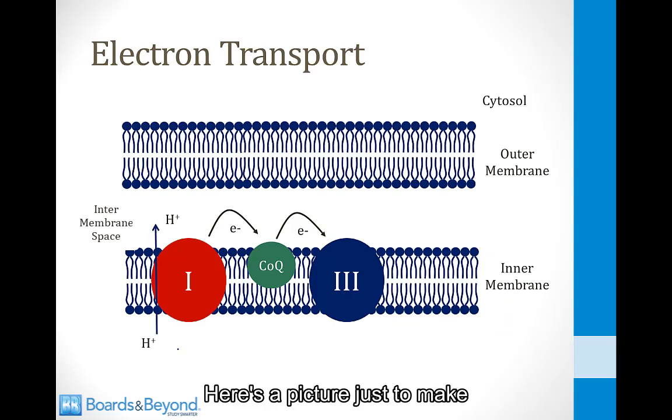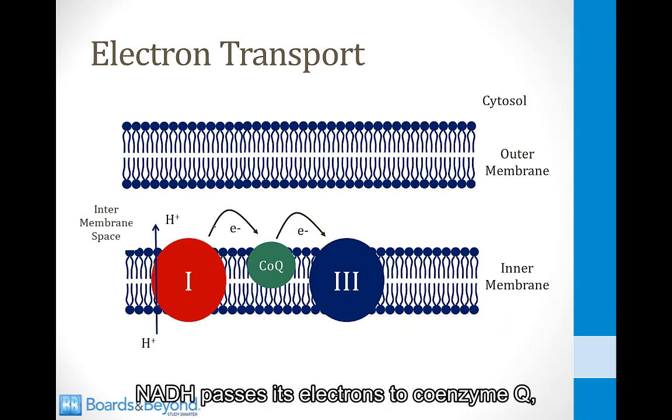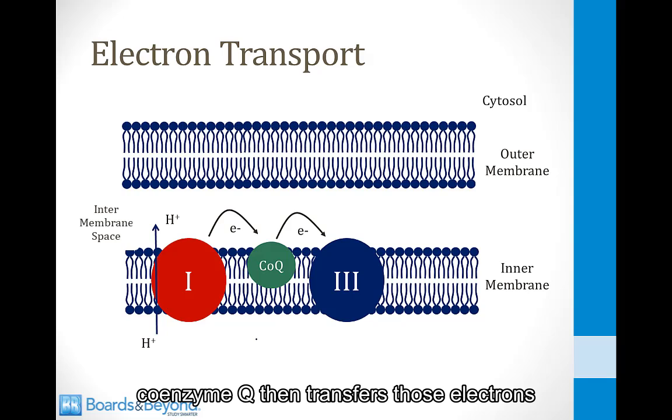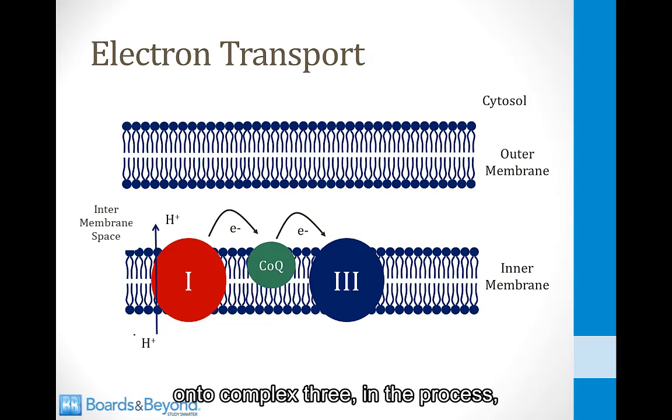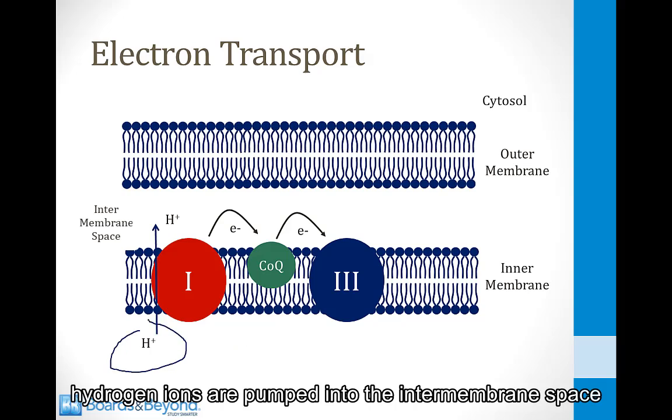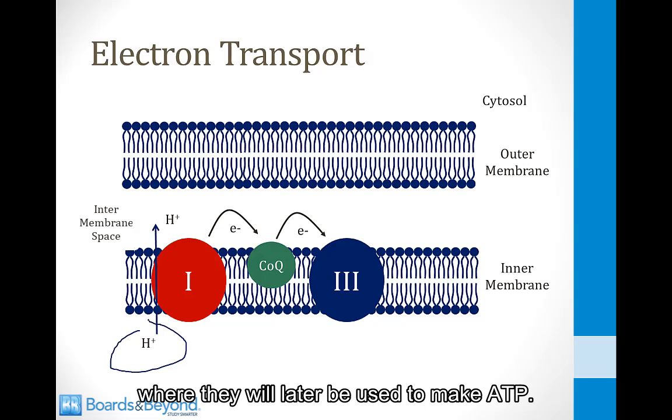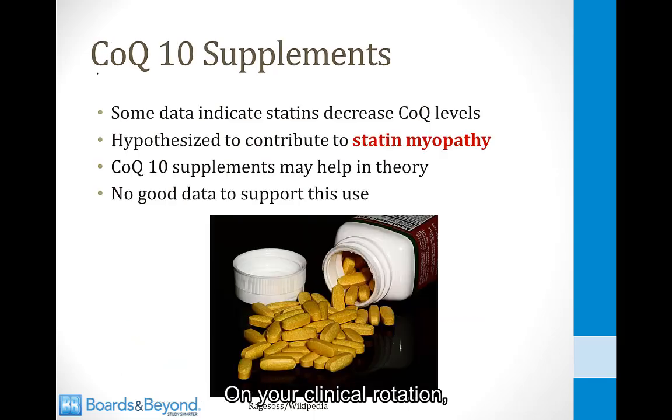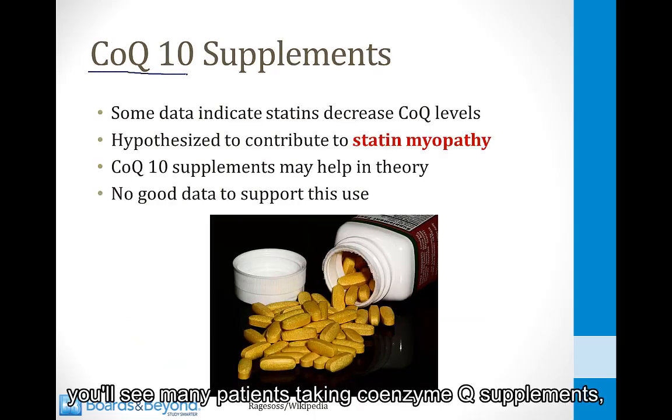Here's a picture just to make this clear in your mind. NADH passes its electrons to coenzyme Q, which is found within the inner membrane. Coenzyme Q then transfers those electrons on to complex 3. In the process, hydrogen ions are pumped into the inner membrane space where they will later be used to make ATP. On your clinical rotations, you'll see many patients taking coenzyme Q supplements.